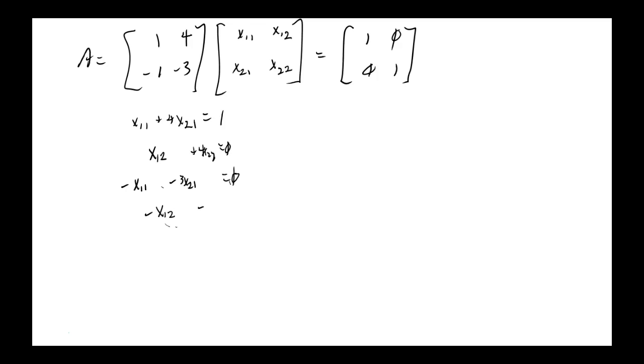Okay. This one we did, x11 plus 4x21 is 1. This one we did, x12 plus 4x22 is equal to 0. This one we did minus x11 minus 3x21 is equal to 0. And this one is minus x12 minus 3x22. You see? Is equal to 1. Because that fourth entry is a 1.